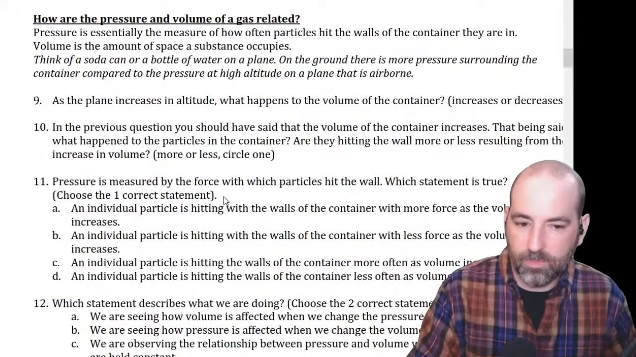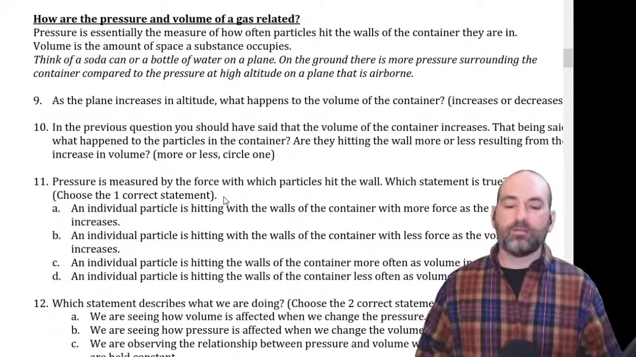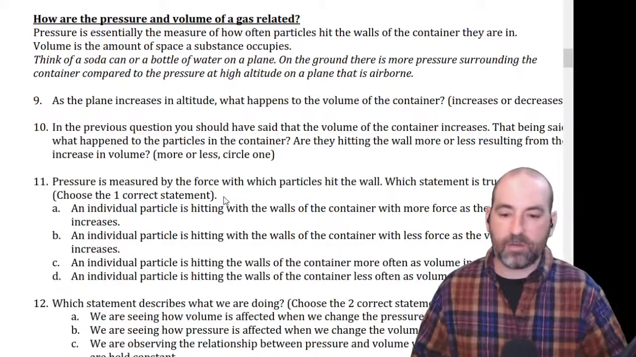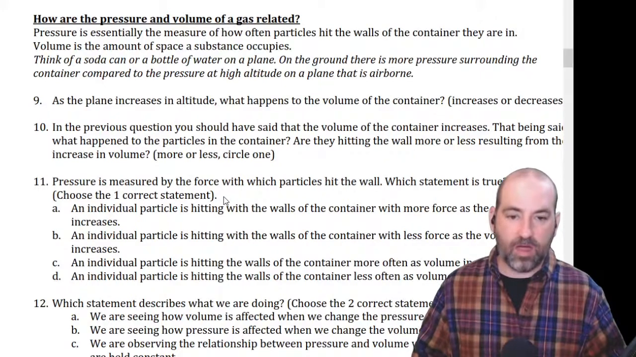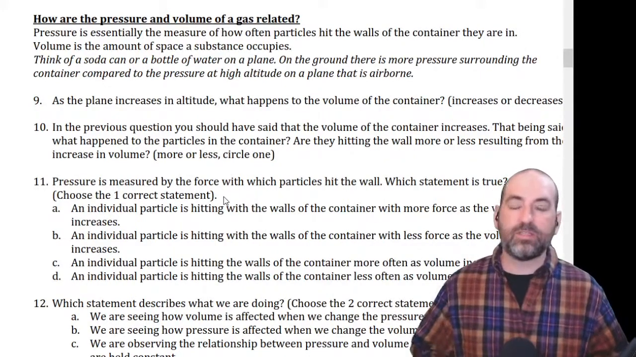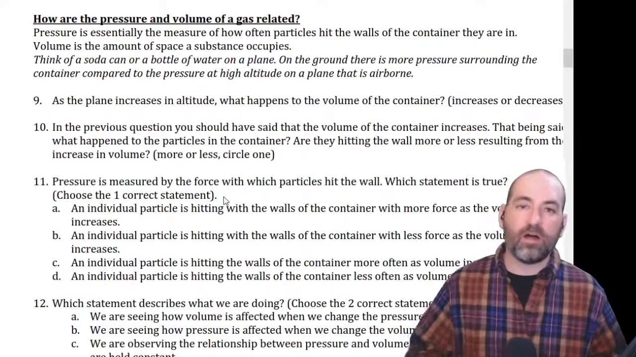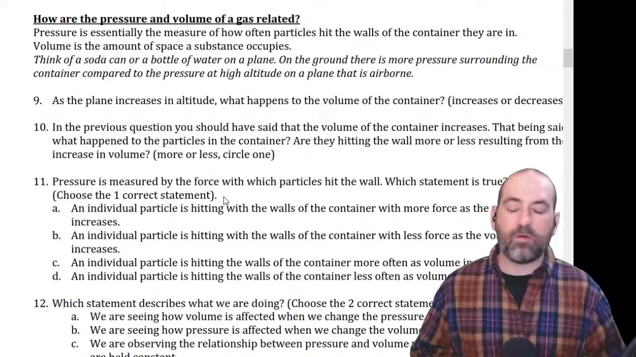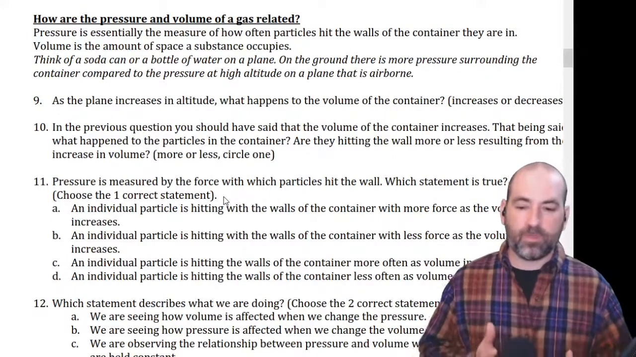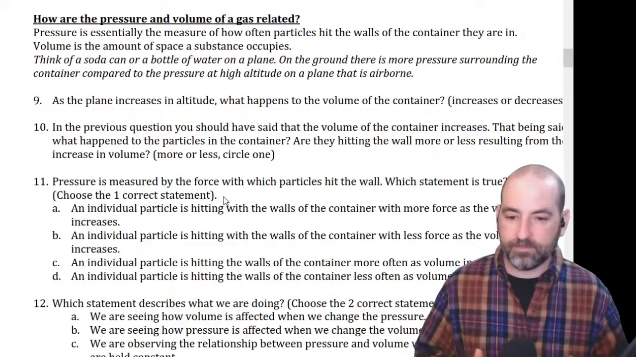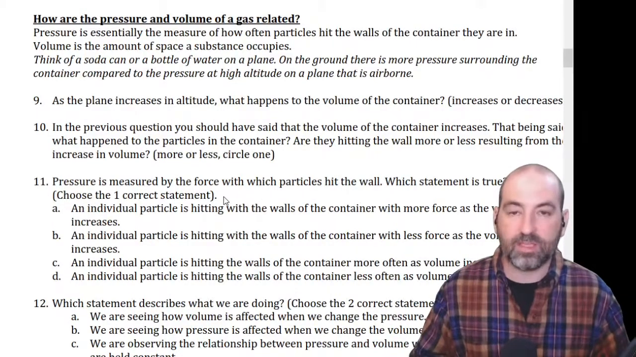Okay, now let's get into the real good new concepts of this chapter. The keys to this chapter are how do we describe gases using these different quantities: pressure, volume, amount of gas, and temperature? And then how do they affect each other? The first one we're going to look at is pressure and volume. So how are pressure and volume of a gas related?